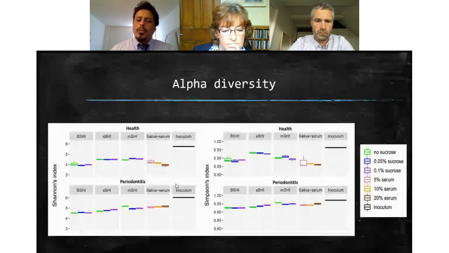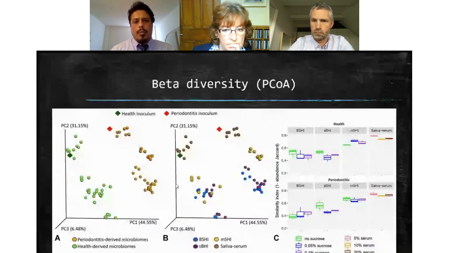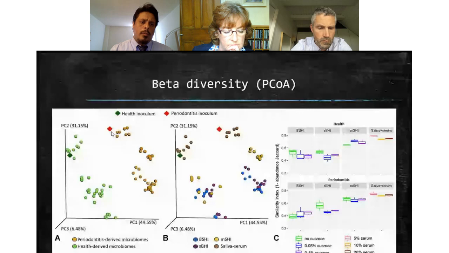Maybe the most important or interesting part of the results is this one based on beta diversity, because this clusters all the microbiomes based on the overall similarity. So we can see in the first panel here, A, that what we have here in rhomboid are the clinical inocula. The one in red is the peritonitis inoculum, and the one in green is the health inoculum. And you can see that all the microbiomes that were derived from this sample clustered with the corresponding sample and so on.